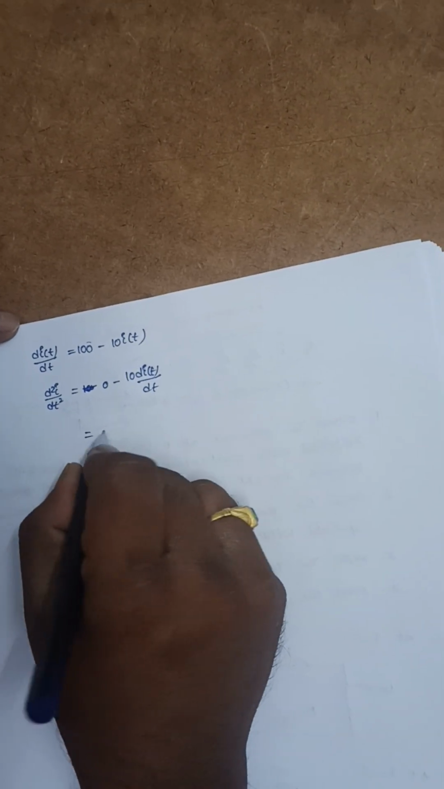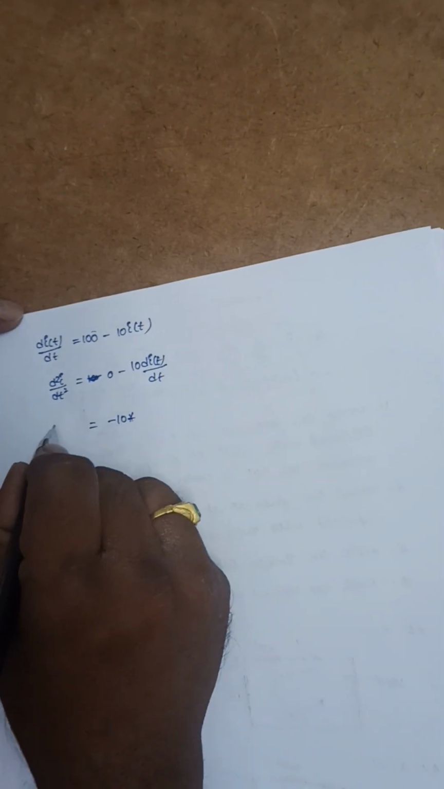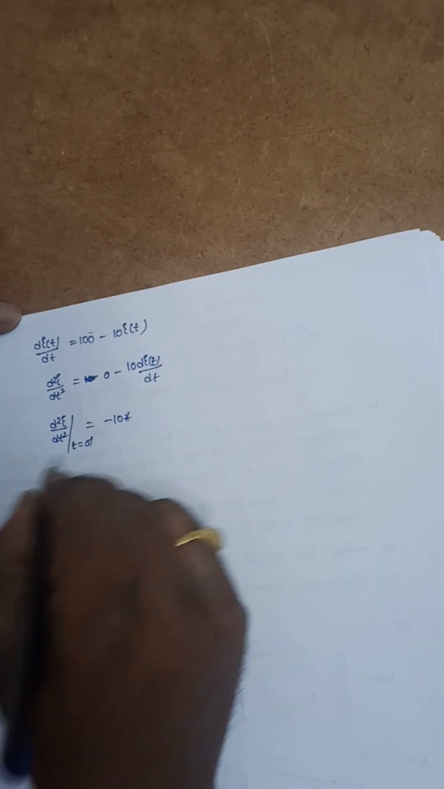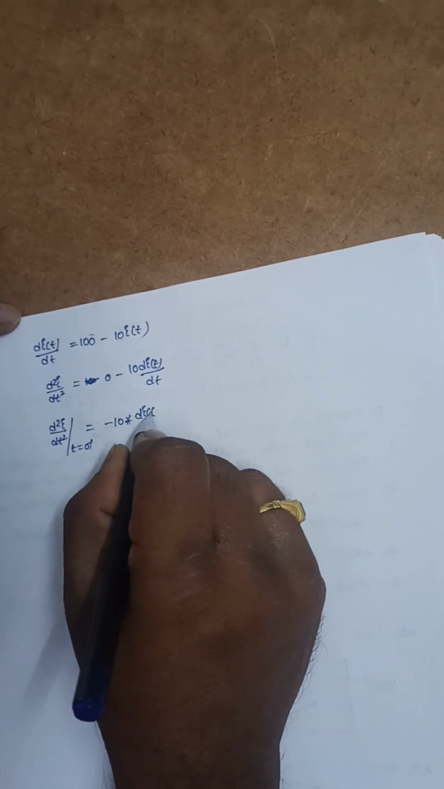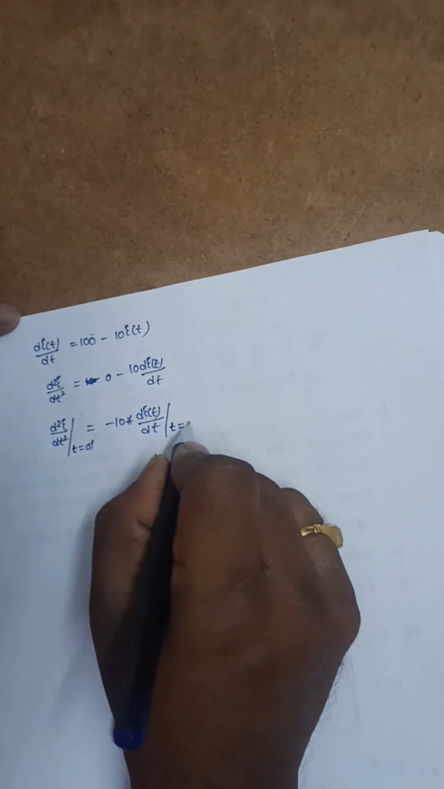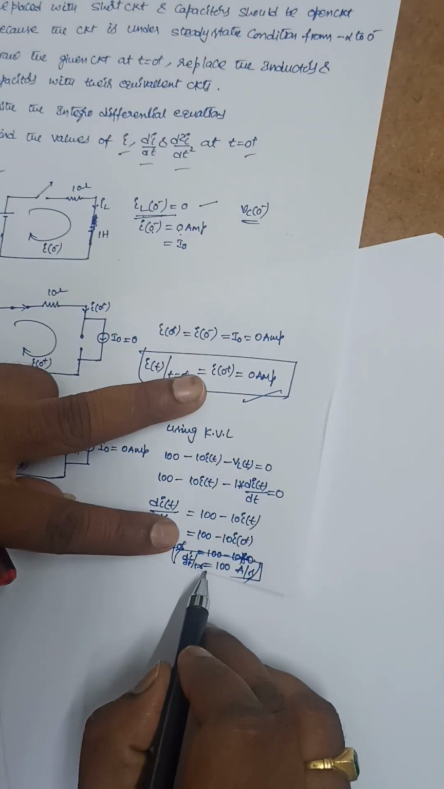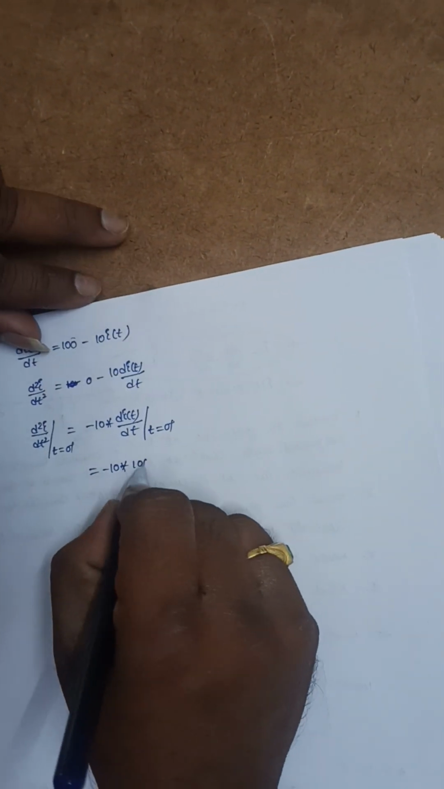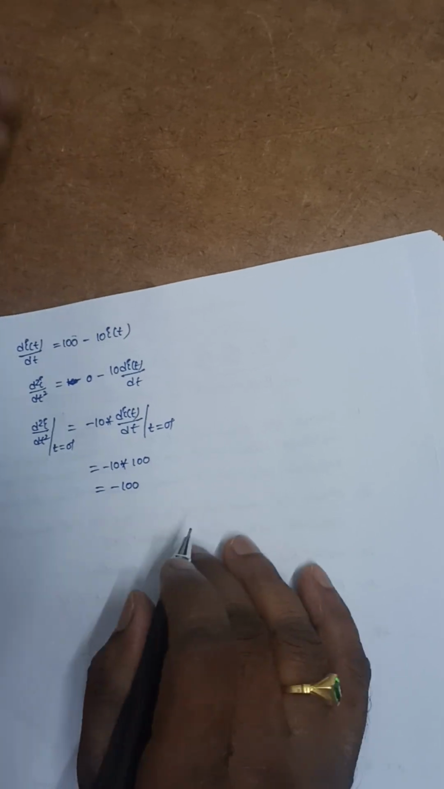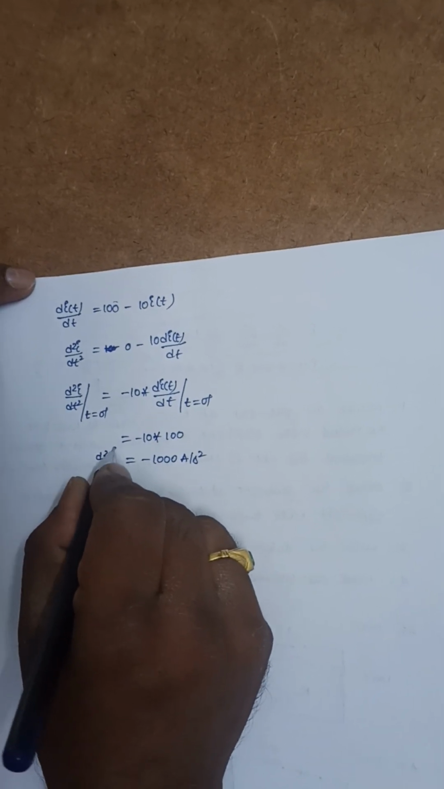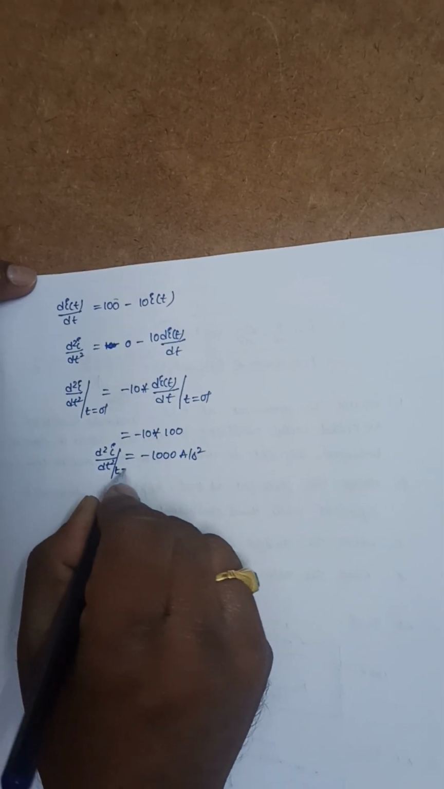So d square I by dt square at t is equal to 0 plus, which I need to calculate, is minus 10 into di of t by dt at t is equal to 0 plus. What is the value of di of t by dt? We just calculated it: 100 amperes per second. So it will become minus 1000 amperes per second square. This is the value of d square I by dt square at t is equal to 0 plus.